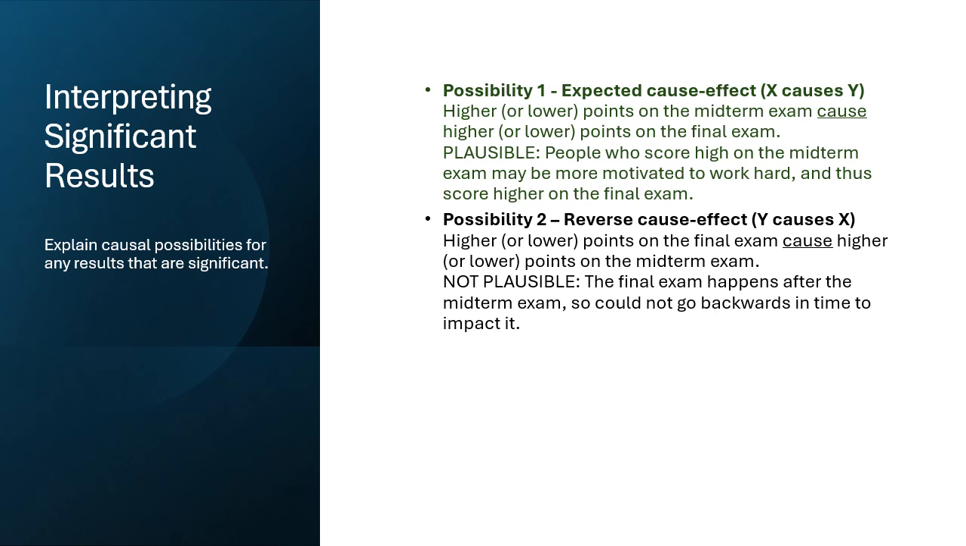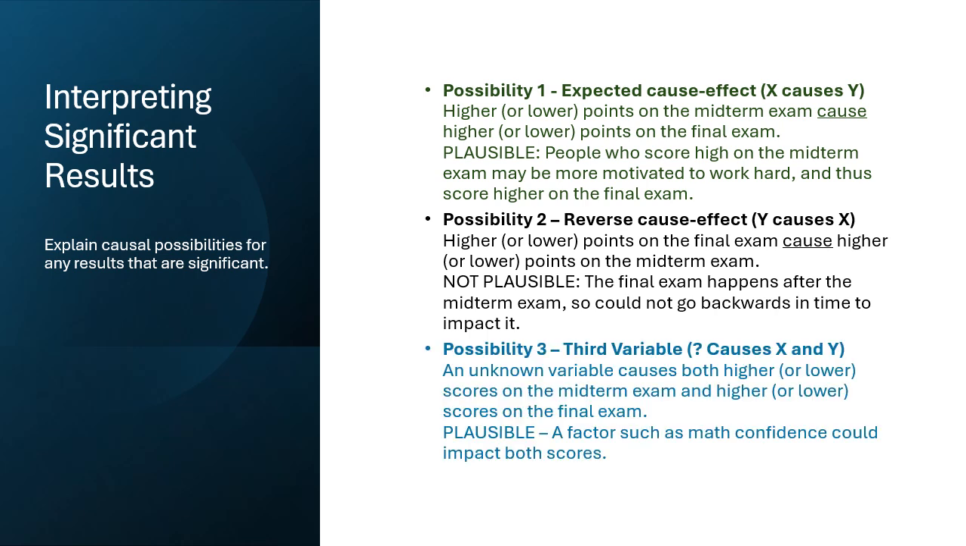Possibility 2, the reverse cause effect, Y causes X. This would mean that higher or lower points on the final exam cause higher or lower points on the midterm exam. I find this one to be not plausible because the final exam happens after the midterm exam, so it's not possible that the results on the final exam could cause some sort of impact or difference in scores on the midterm exam. So anytime the Y variable comes after, in time, the X variable, you would have to find it not plausible because we can't reverse time.